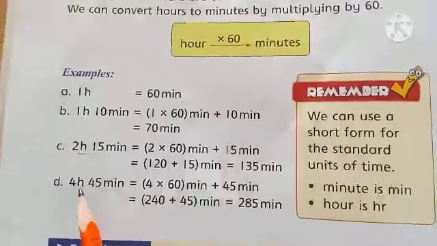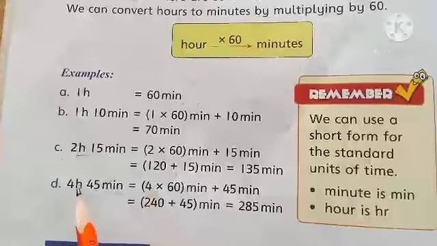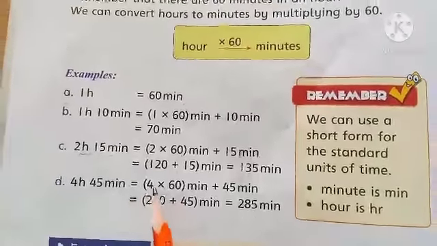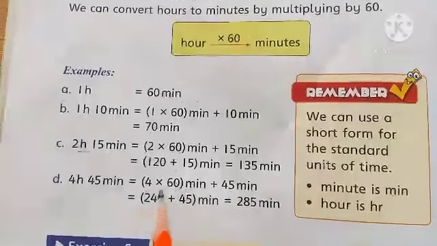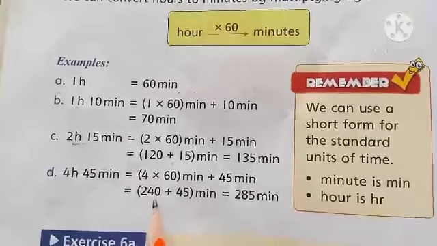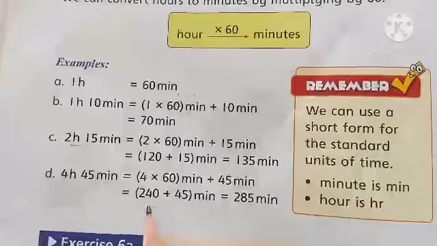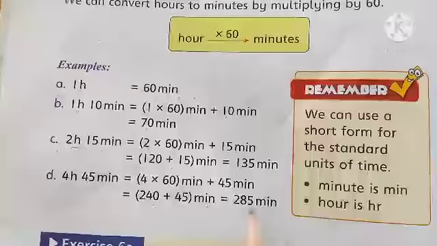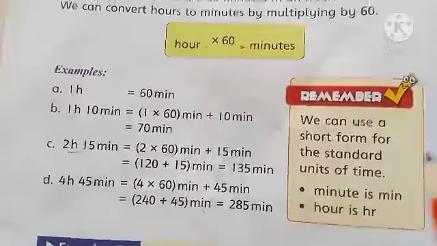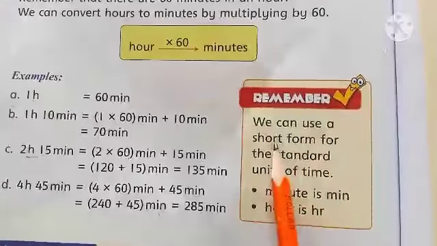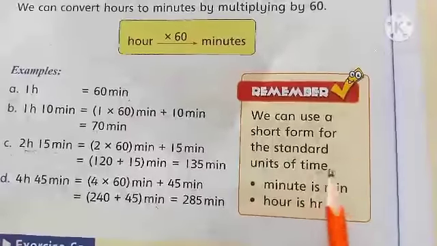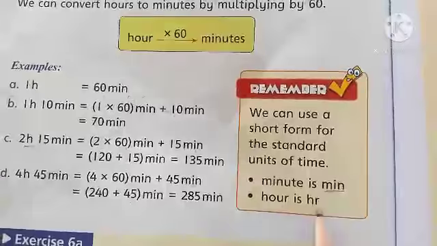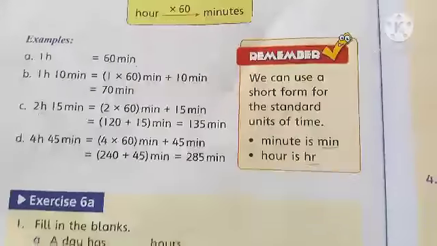The next part D, 4 hours 45 minutes. Here we have to convert hours into minutes. So we will multiply 4 by 60 plus 45 minutes. 4 by 60 is equal to 240 plus 45 minutes and it will be equal to 285 minutes. There are 285 minutes in 4 hours and 45 minutes. Remember, we can use a short form for the standard units of time. Minute is MIN, hour is HR. Okay students, move to the exercise.